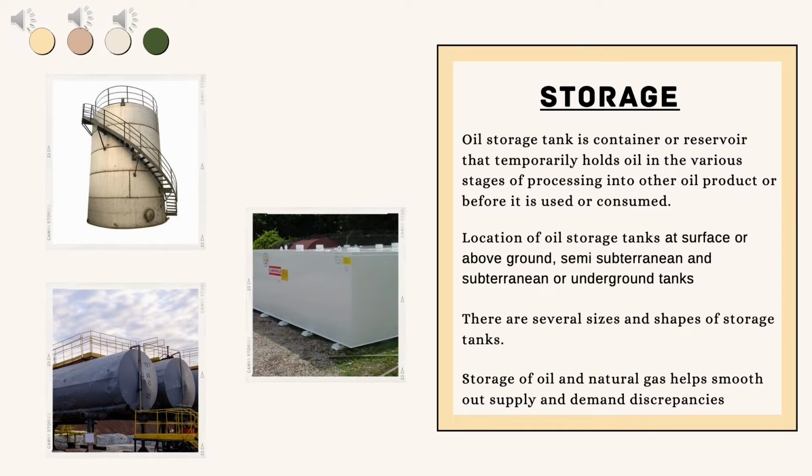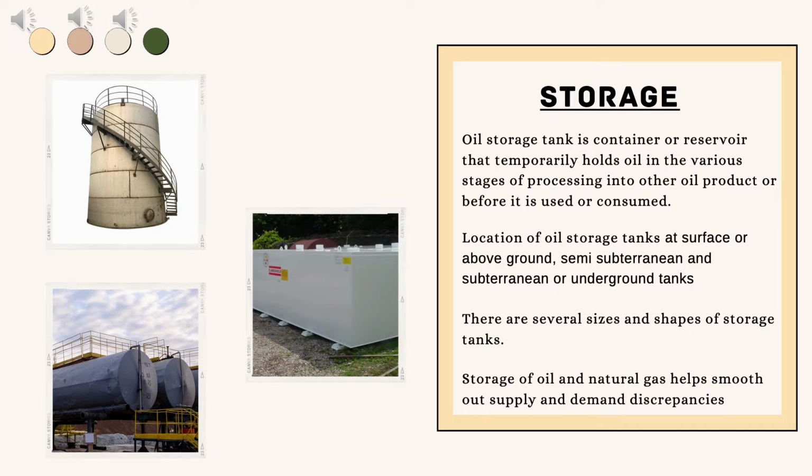Storage of oil and natural gas helps smooth out supply and demand discrepancy. There are several sizes and shapes of storage tanks, such as rectangular, in the form of a horizontal cylinder, or even spherical in shape. Horizontal cylinder and sphere are generally used for full pressure storage of hydrocarbon or chemical product.